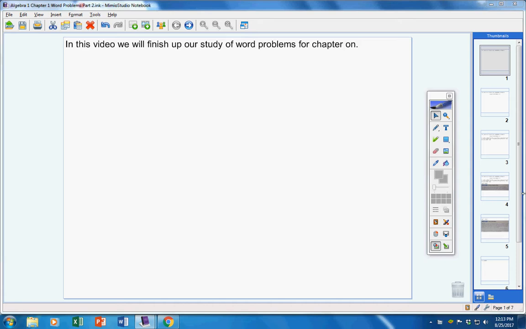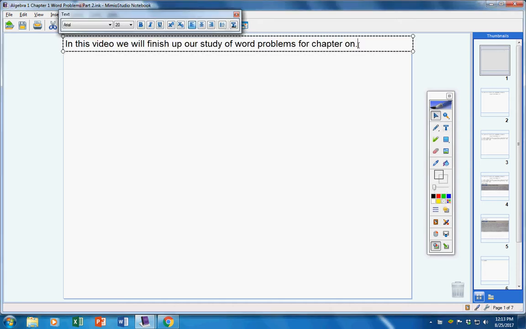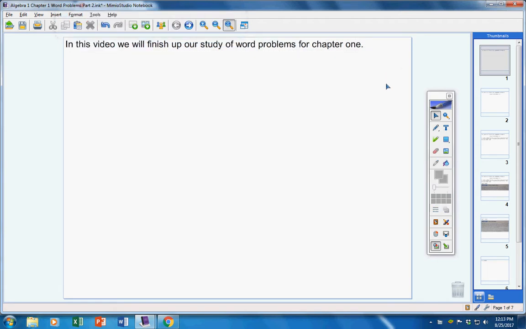of word problems for chapter 1. And obviously I do know how to spell, just did not see that. So we are going to finish up our study of word problems for chapter 1 today. Alright. So your heading is chapter 1 word problems part 2. Be sure to include today's date like I always encourage you students to do.